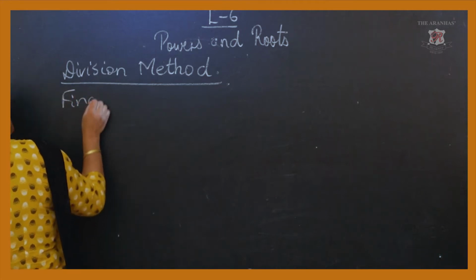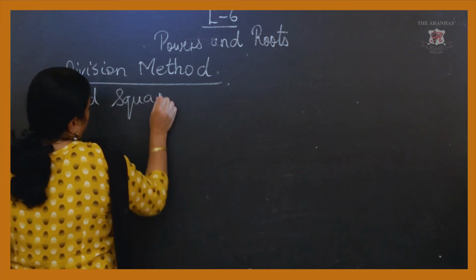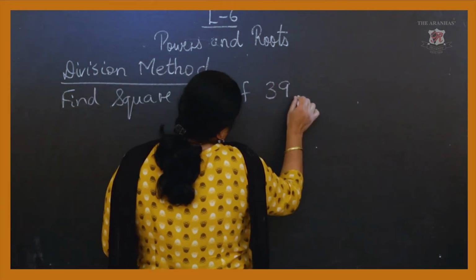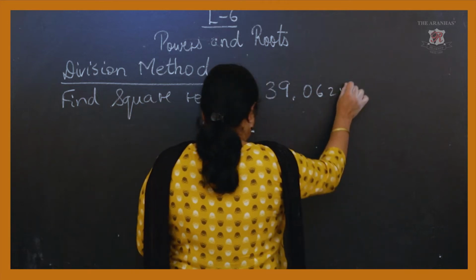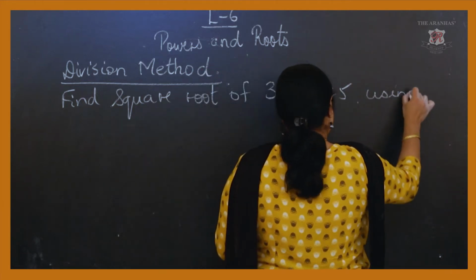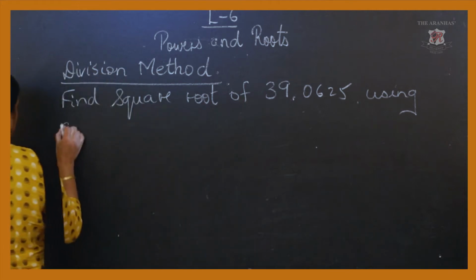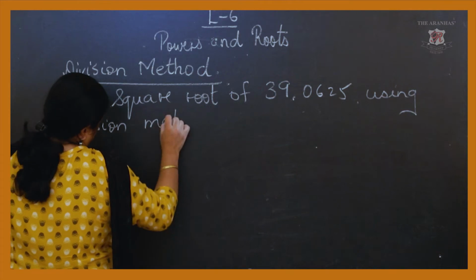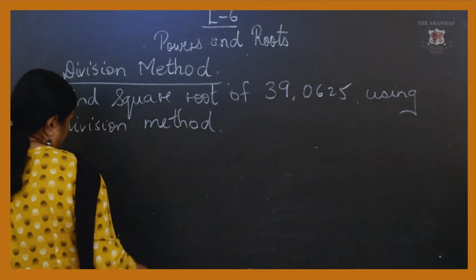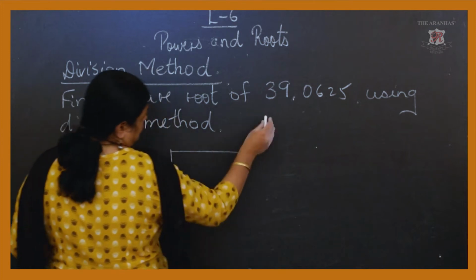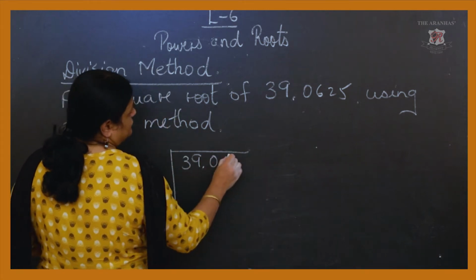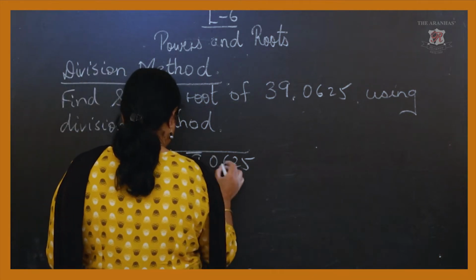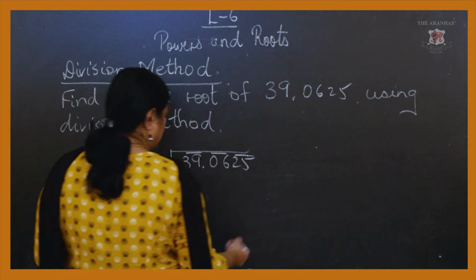Now, if I say find the square root of 39.0625 using the division method. So here how we are going to do? Again, 39.0625. That means here you are going to take these two, then these two and these two.